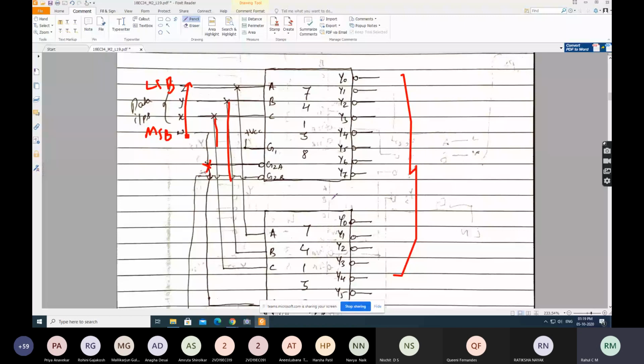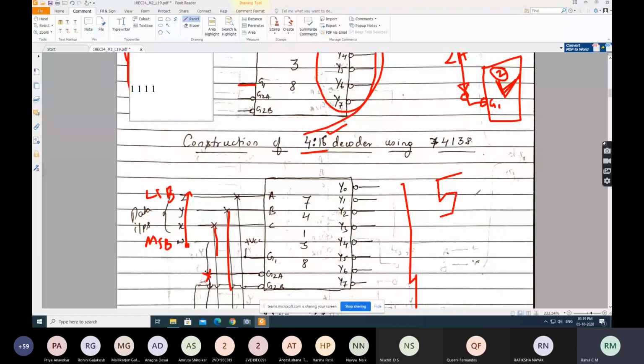Next one. I have to implement a 5:32 decoder using the same 74138. Did you understand the sum? These conversions will be asked for 8 marks. Understanding? So, 74138 is having how many pins? 3 input, 8 output pins.